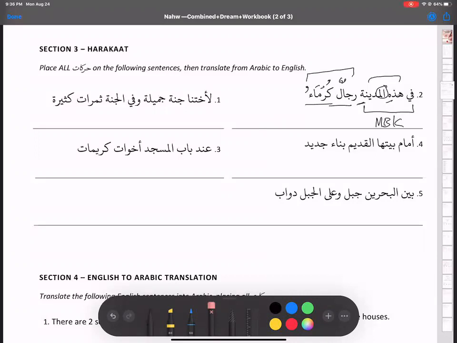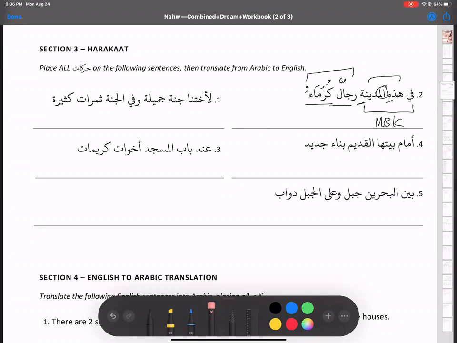Is it a plural word? Plural. Rijalun is also plural. Broken plural. So this is broken plural. Kurama'u is broken plural. Both are broken plural. But this pattern takes tanween, that does not take tanween. I see. So the whole thing is mubtada. So Rijalun Kurama'u is Mubtada and Fi Hazil Madinati is MBK.